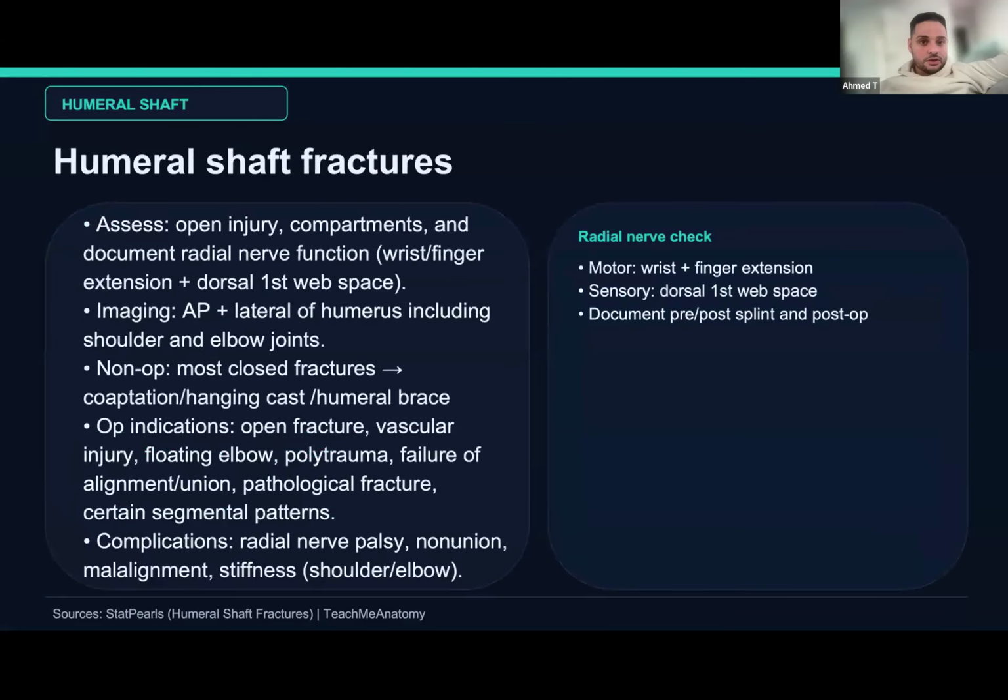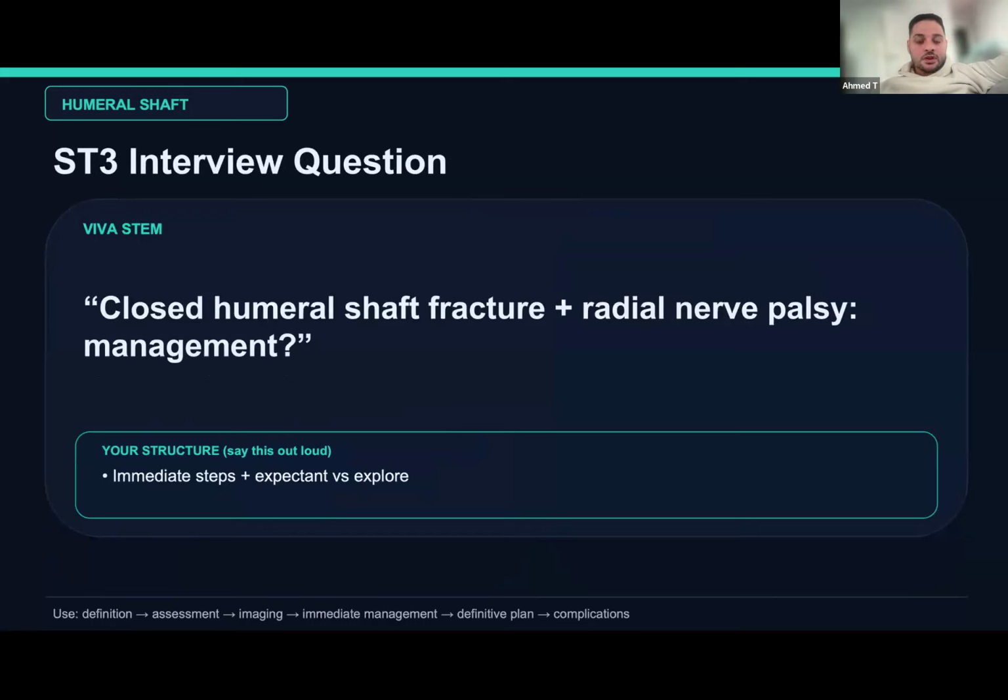Thank you. I really like that you mentioned exactly how you're going to assess the radial nerve, because it's the most important thing here. So when the nerve is important, you said by doing wrist extension and sensation of the dorsal web space. You went through everything really well. Thank you.